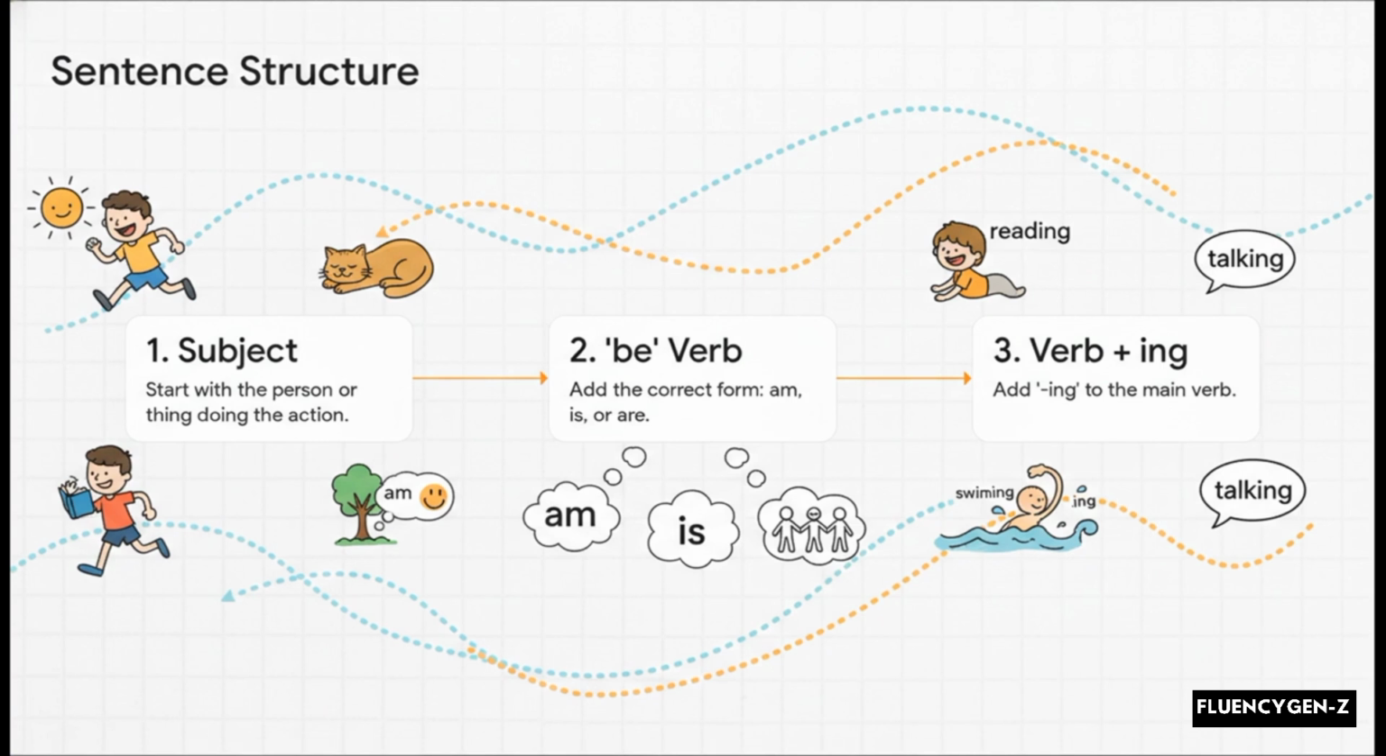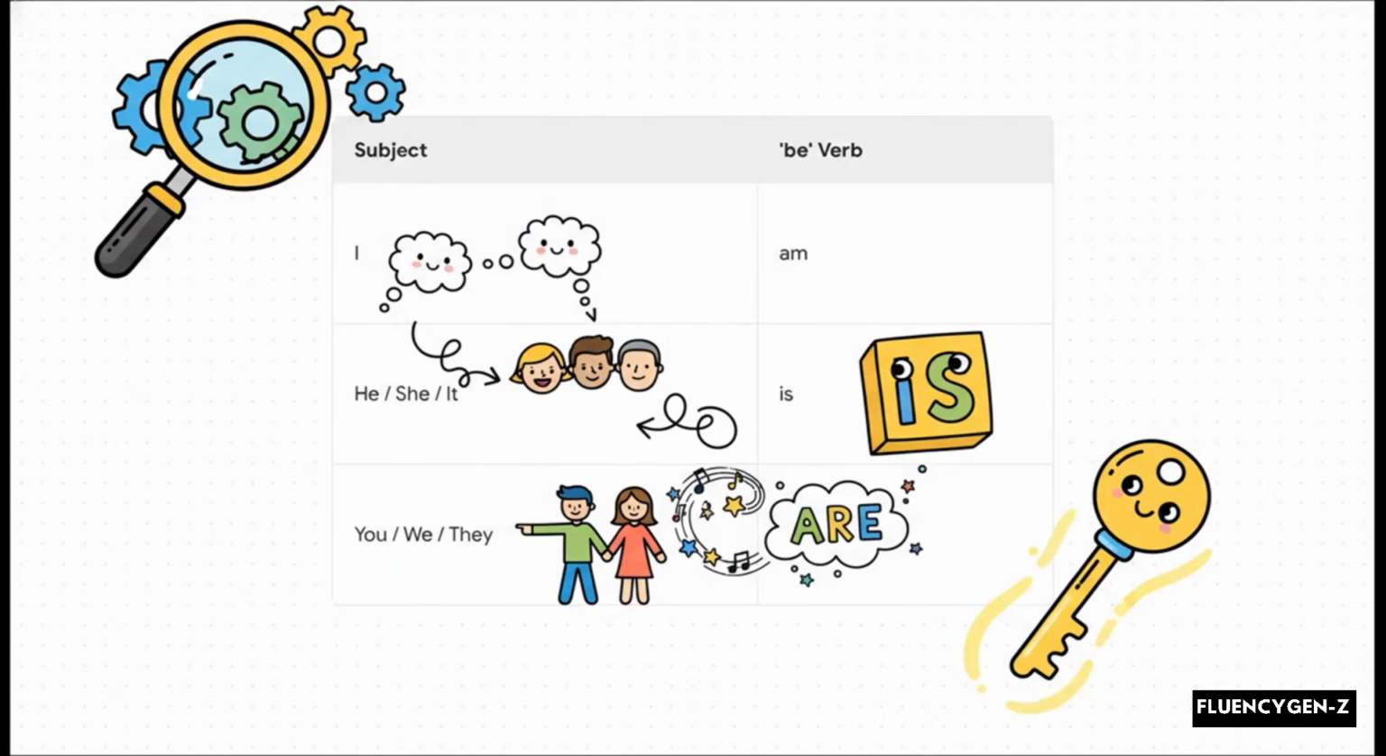1, you start with your subject. That's the person or thing doing the action. 2, you add the right be verb. We're talking am, is, or are. And 3, you grab your main verb, your action word, and just stick ing on the end. That's the whole formula. Now, that second step is absolutely crucial, and this chart makes it super clear.